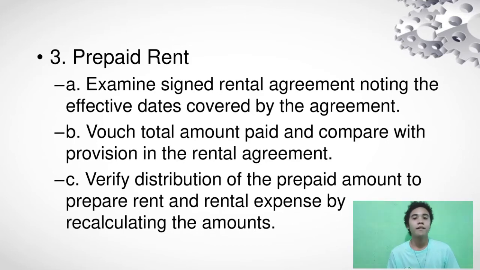So A, the first audit procedure is to examine the signed rental agreement, noting the effective dates covered by the agreement. We check the dates of our rental agreement if we already paid a few months. So if we already paid for a year, the agreement must show that we have paid for a year and we can use that renting space for a whole year and there will be no problems with that.